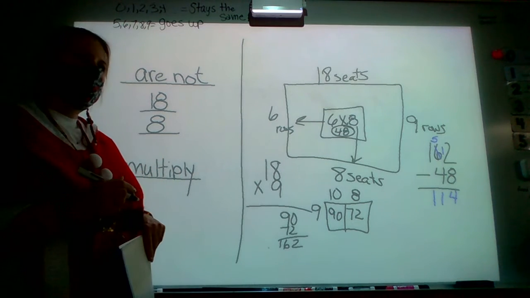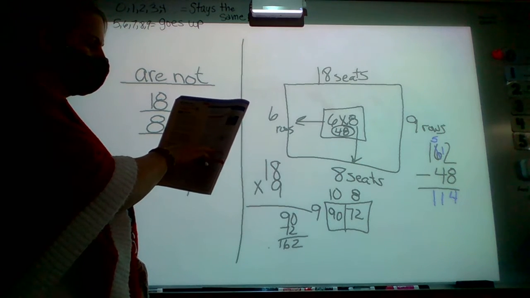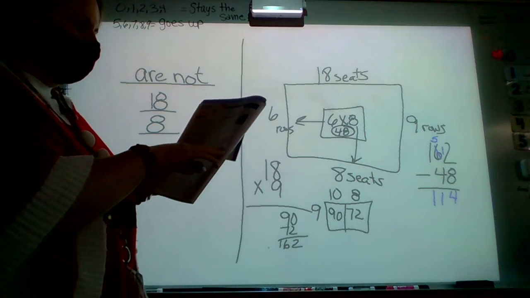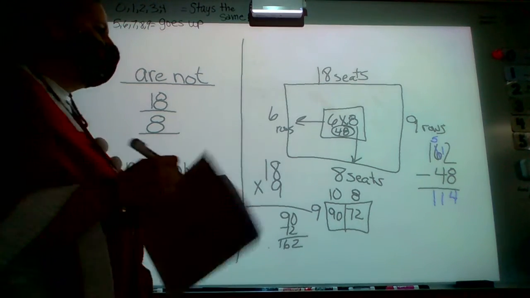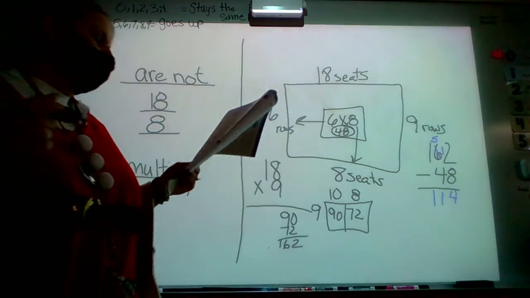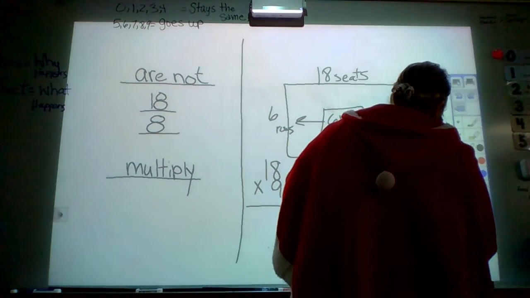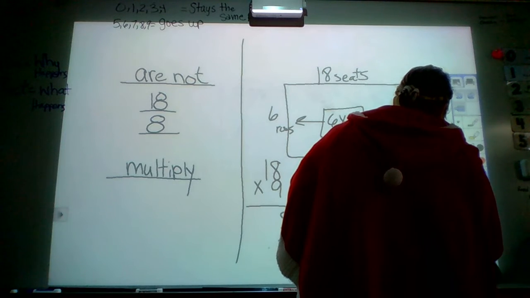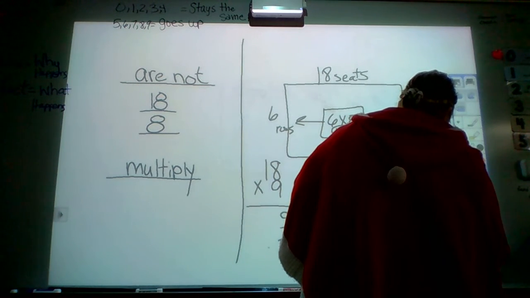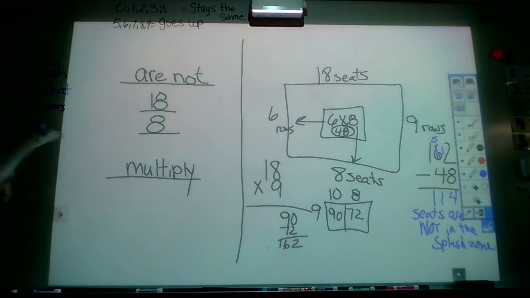Like 18 times 9, you should have put 162 on your paper. 8 times 6 is 48. Okay, and all you have to do is put 162 minus 48 is 114. And this is on number 1, 114 seats are not in the splash zone. Okay, we're gonna do more of these. So 114 seats are not in the splash zone.